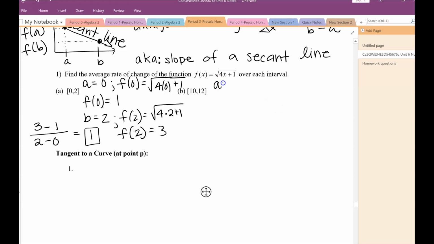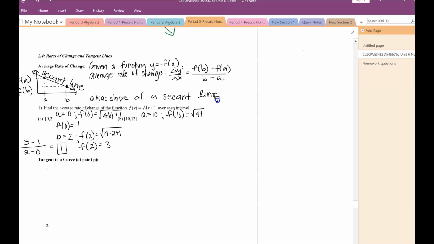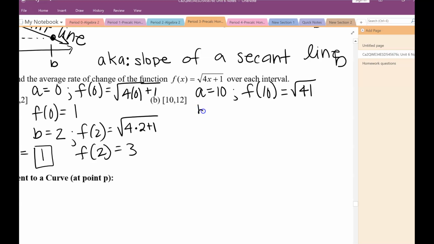A would be 10 now. We don't have a calculator, so we'll just keep our exact value. 10 times 4 is 40, 40 plus 1 is 41. It's not a very nice number, so keep it. And then B would be 12. Did it come out to be a nice number for B? So f of 12 is the square root of 48 plus 1, 49, so 7.